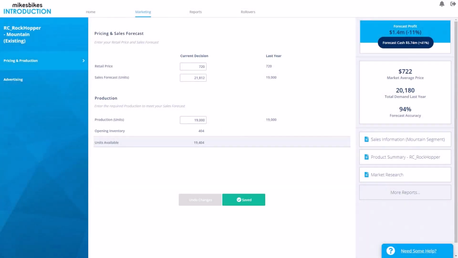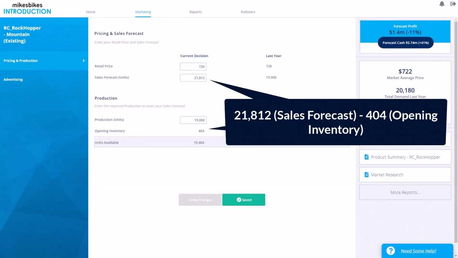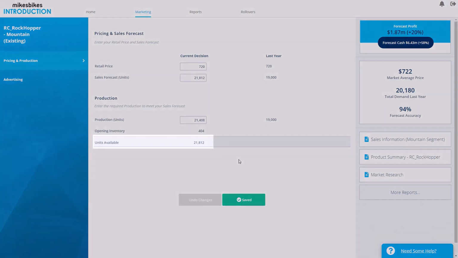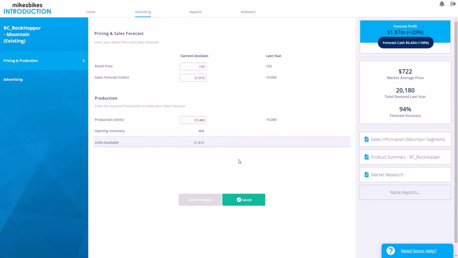So I simply take my sales forecast of 21,812 and minus any opening inventory, which in this case is 404. This means I need to produce 21,408 units. I enter this figure here. Now our units available for sale next year matches our sales forecast.